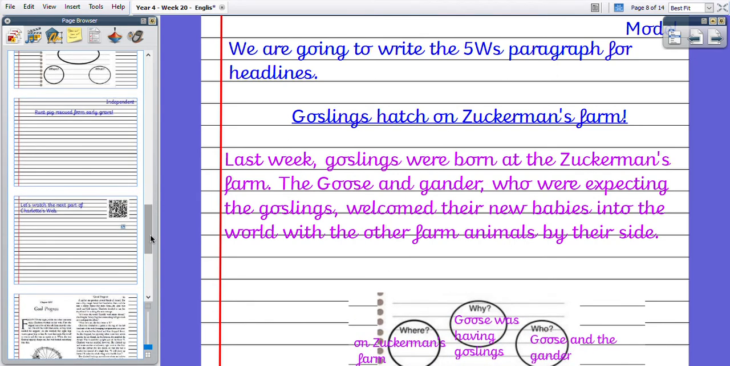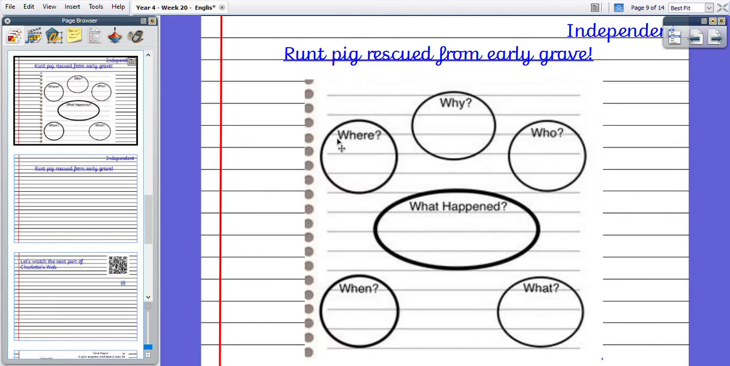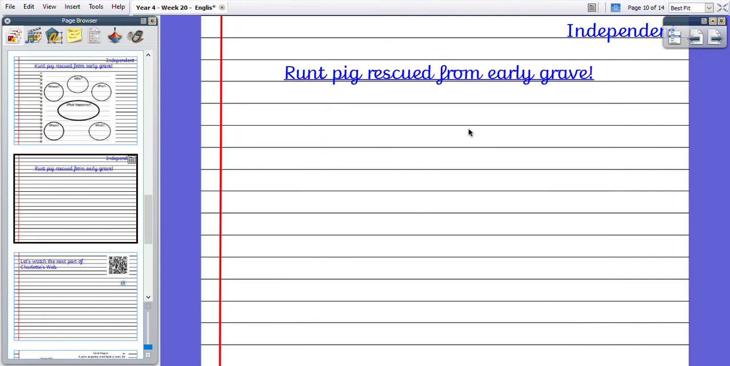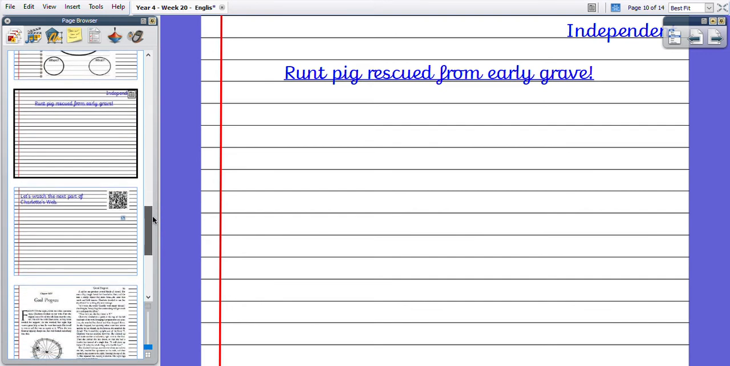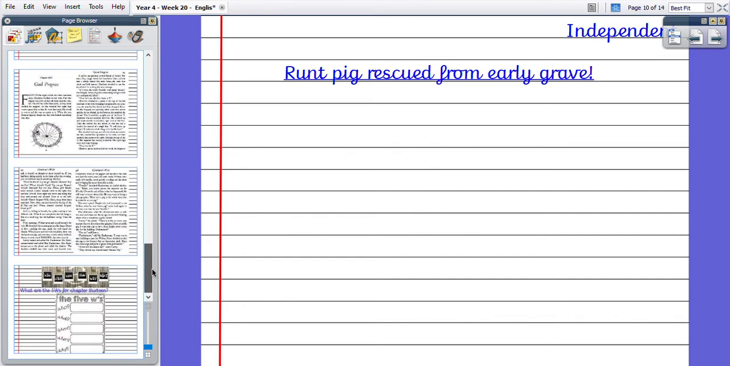So now it is your turn. You need to think about the runt pig being rescued from an early grave. So you are doing your 5 W's. What happened, where, when, why, and who. Okay, and when you have done this, you're going to turn it into a paragraph explaining those 5 W's to your reader. Okay, so pause the video and do that now.